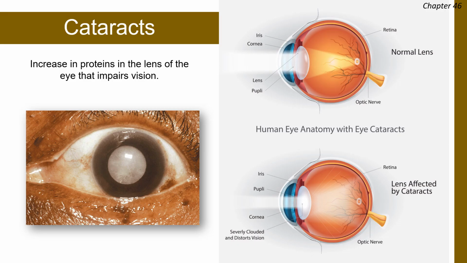Next is cataracts. You can see in this picture here, there's a very large grayish circle, that is a cataract. This is a result of increased proteins in the lens of the eye that will ultimately impair our vision. If our lens is not clear, then we're going to have blurry vision because the light isn't directed appropriately onto our retina.